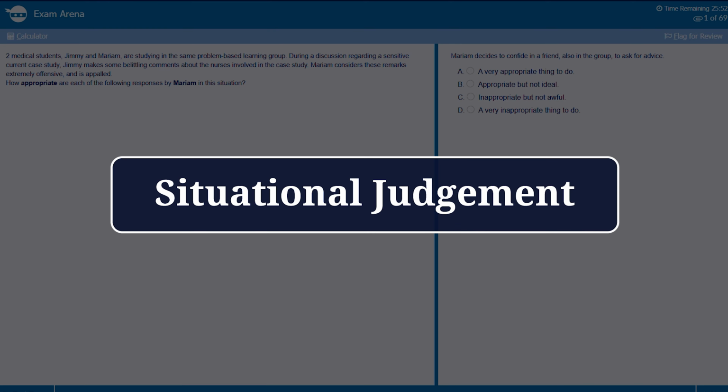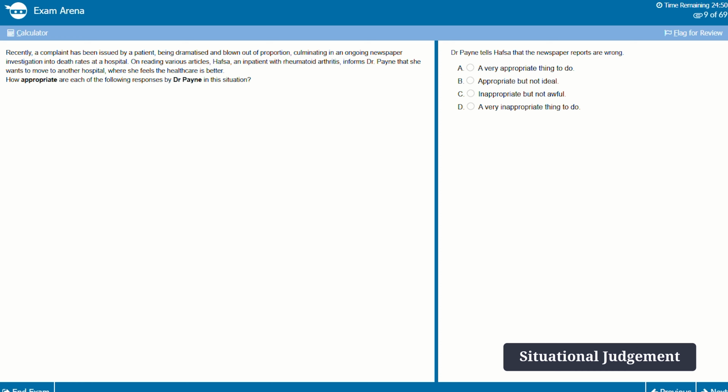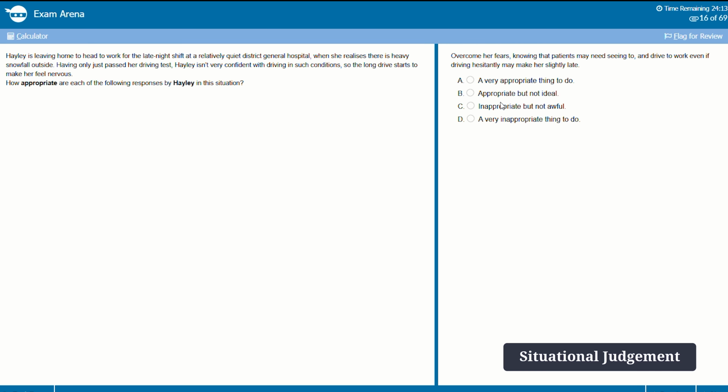Lastly is situational judgement. This is 69 questions in 26 minutes, the most questions per minute of any section. This is the most unique subtest for multiple reasons, such as the fact that it's the only one with a direct link to medicine. You'll be presented with scenarios that you might encounter as a medical student or junior doctor, and asked to judge the appropriateness of different responses.